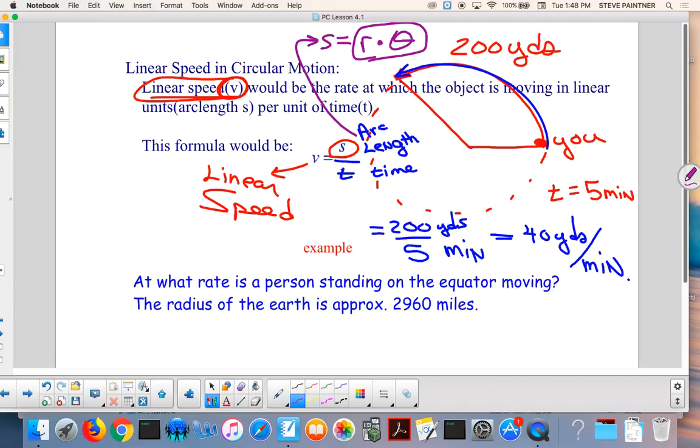At what rate is a person standing on the equator moving? The radius of the Earth is approximately 2,960 miles. I found out period 4 and 5 didn't quite understand this. Some of them thought I meant how fast is this person actually moving like this. No. I'm talking, you stand on the equator, do you know the Earth is moving pretty fast? How fast are they moving? They're going to spin around the world. How fast are they going? Figure it out. That's linear speed, by the way. Go.